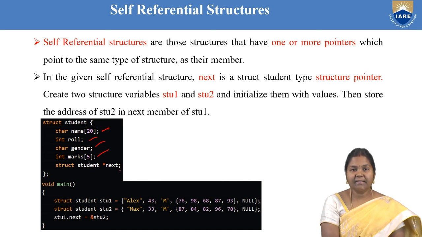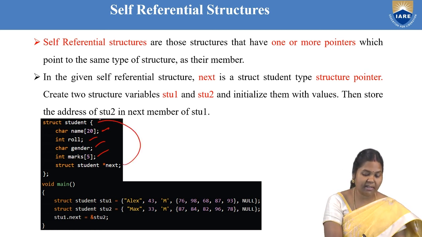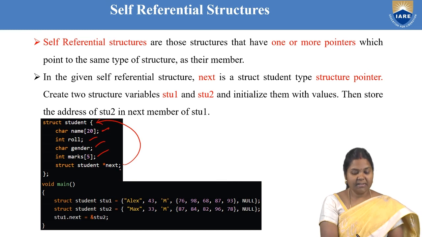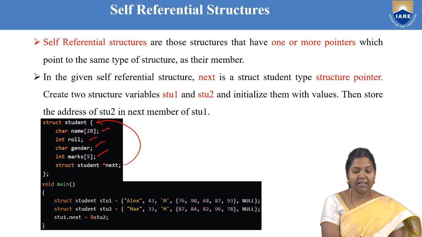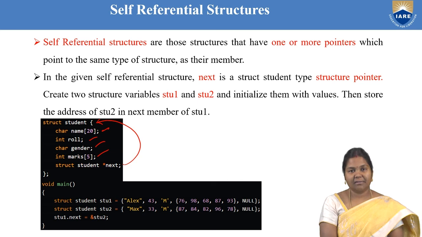So here next is of type struct student, which is nothing but a structure pointer. This pointer points to the same structure again. That means we can say that the structure is referring to itself again and again. This is called a self-referential structure. This concept is popularly used in linked lists.